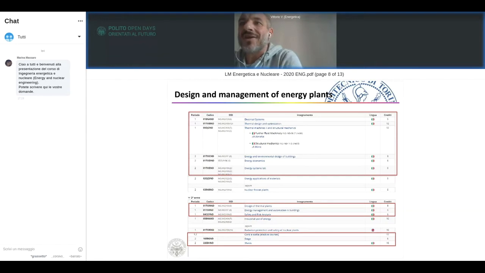We have electrical systems. We have a thermal design and optimization, thermal machines and structural mechanics. Also, we have here energy economics, energy systems lab, but then we have energy and environmental design of buildings, together with the design of thermal plants, energy management and automation in buildings, safety and risk analysis. Then we have the elective courses, the internship and the thesis.